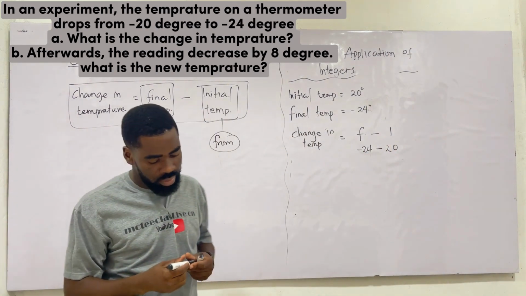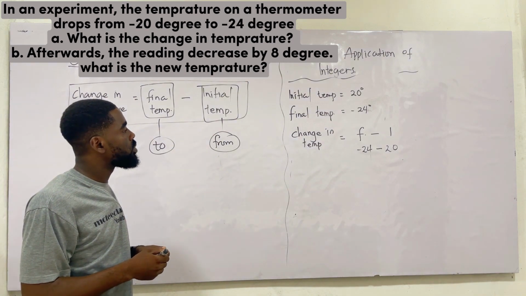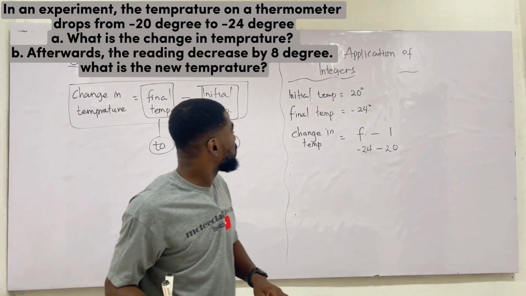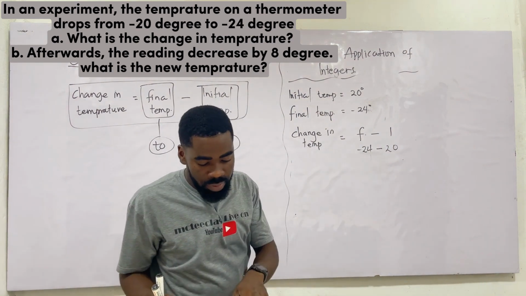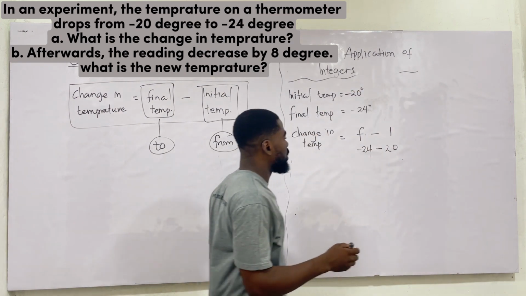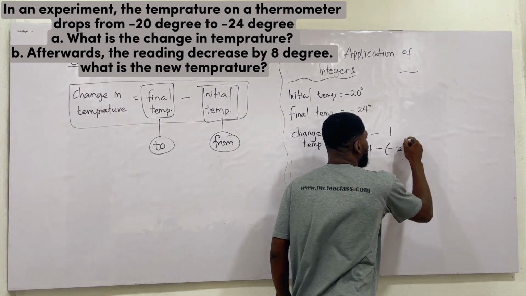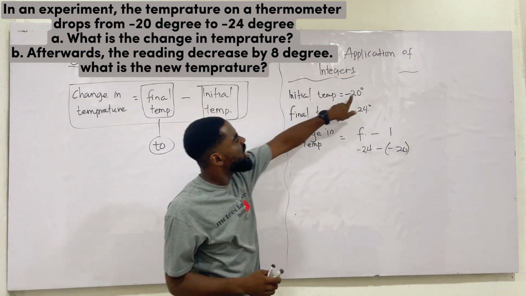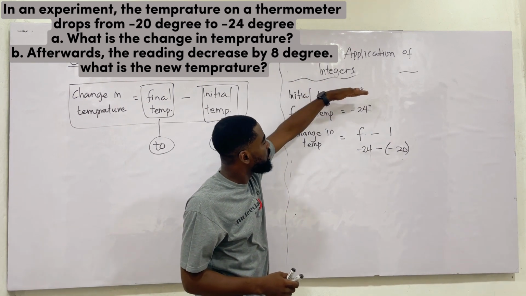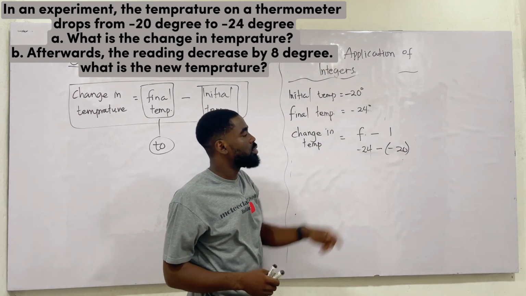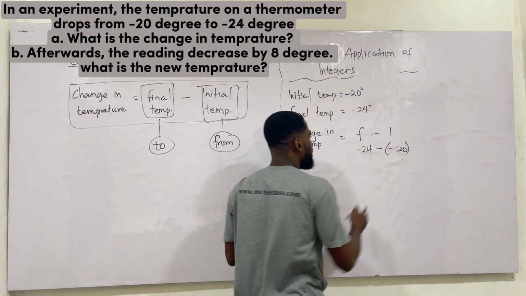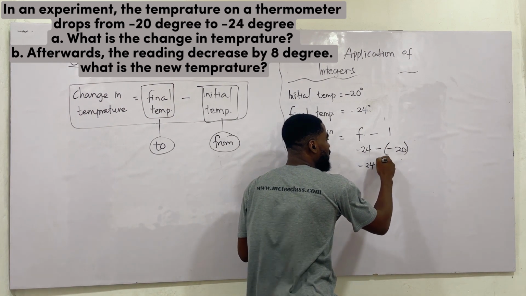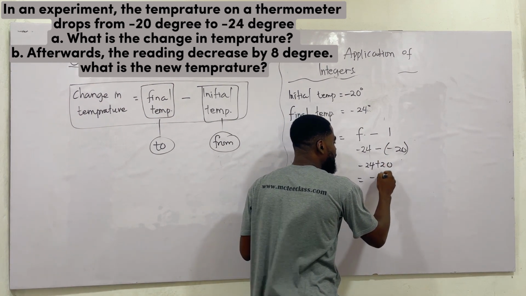Are you following what I'm saying here? Our final is minus 24. The initial temperature was negative 20, not positive 20. So the temperature dropped from negative 20 to minus 24. What is the change? Now, how do we know this? This will give us minus 24. We said this and this are now integers. Minus 24 minus a negative 20 will give us plus 20, and this will give us minus 4 degrees.